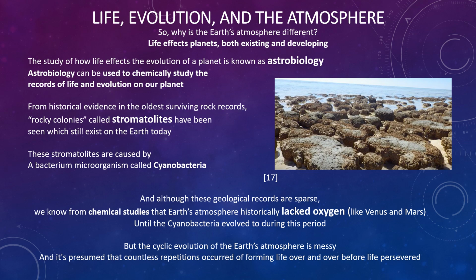And so the cyclic evolution of Earth's atmosphere with life and with the geological processes on it is very messy, and we think that there were probably countless repetitions of life forming over and over again before a life form finally persevered and was able to survive permanently and keep our planet inhabited.